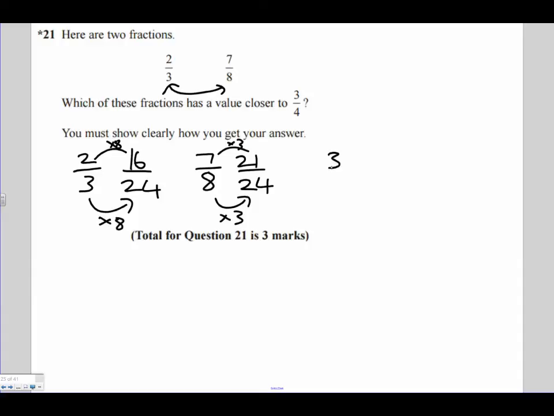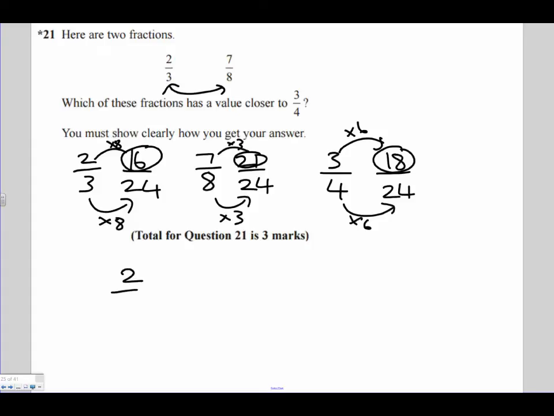Luckily for us, 3/4, the denominator of 24, suits us as well, because 4 goes into 24 exactly 6 times. So if we do the same to the numerator and multiply it by 6, 18 over 24 is exactly the same fraction as 3/4. Now we can see clearly, what is the closest number to 18? Well, 21 is 3 away and 16 is only 2 away. So 2/3 is closer.